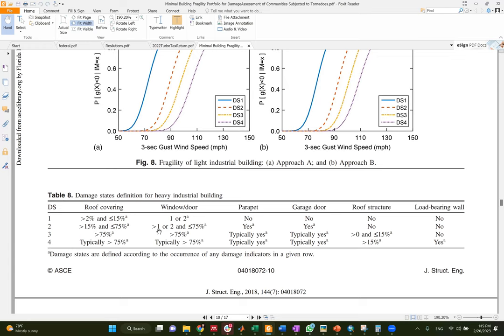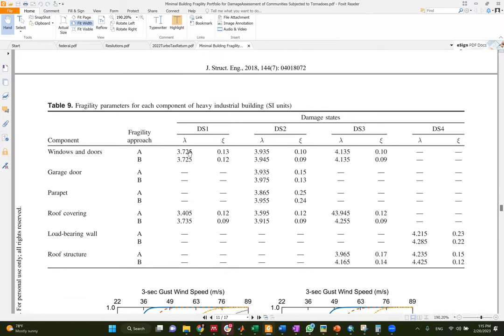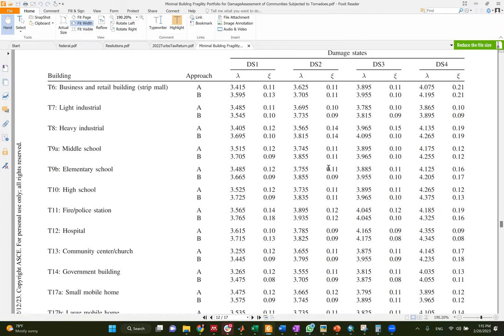And we do lognormal fitting. We fit this curve to a lognormal CDF to get these parameters, lambda and xi. This is the logarithmic mean and this is the logarithmic standard deviation for the components, and the same thing for the entire building. I'm going to give you this paper, or you can search online. It's in the ASCE Journal of Structural Engineering.